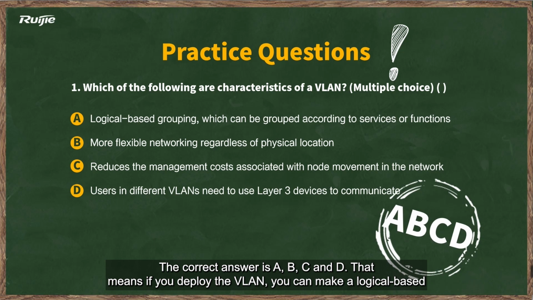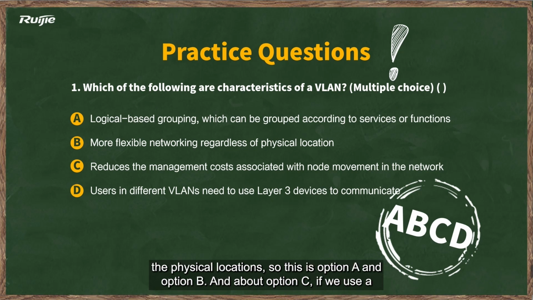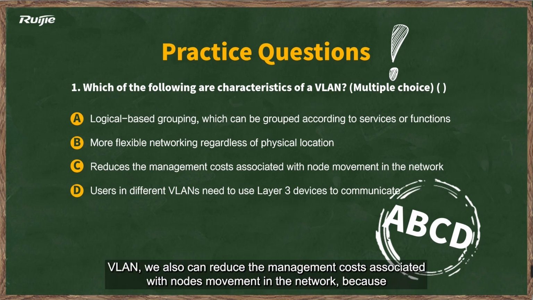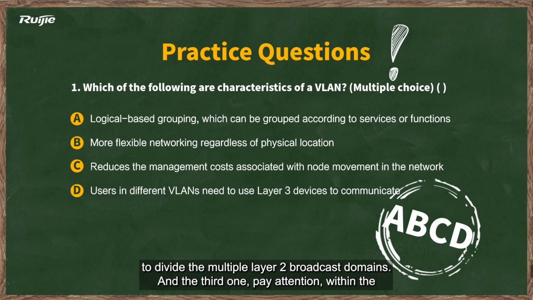That means if you deploy the VLAN, you can make a logical-based grouping, which can be grouped across different functions, but not limited to physical places. So this is option A and option B. And about option C, if we use a VLAN, we also can reduce the management costs associated with node movement in the network. Because if you use a physical device like a router, you have to make lots of routers if you want to divide multiple layer 2 broadcast domains.